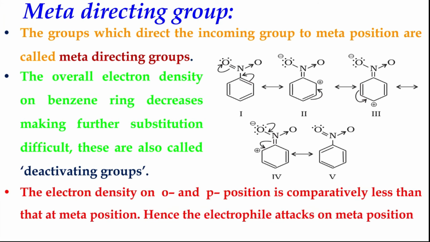In this case, electron density on ortho and para position is comparatively less than that at meta position. Hence, electrophile will attack on meta position. So, nitro groups are deactivating groups, whereas we have seen already that OH group is an activating group.